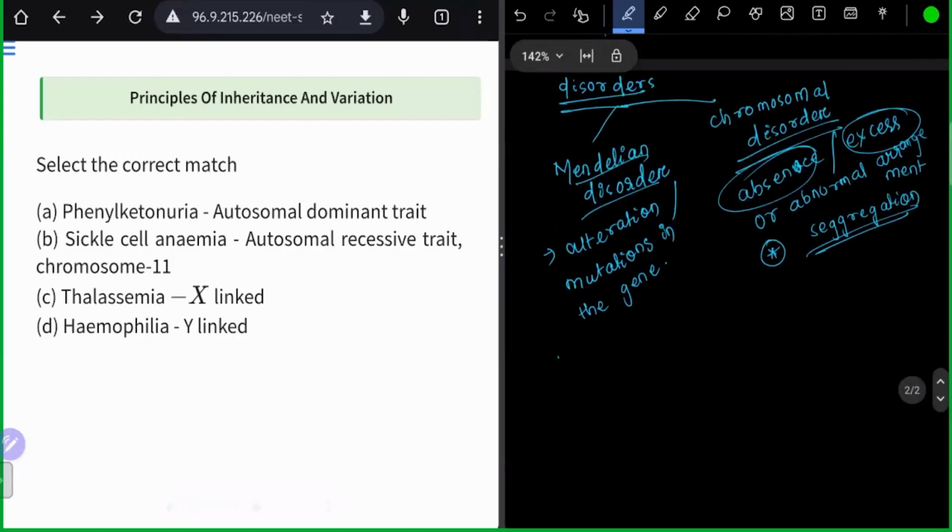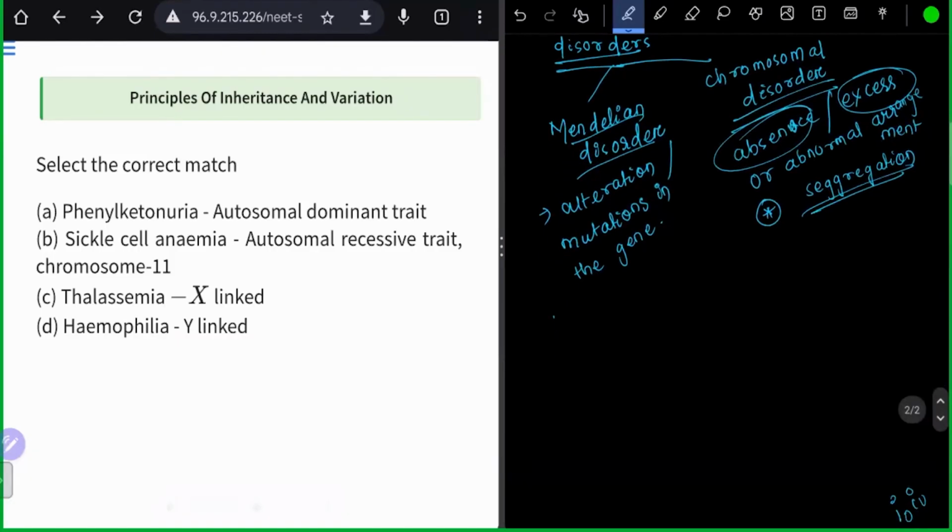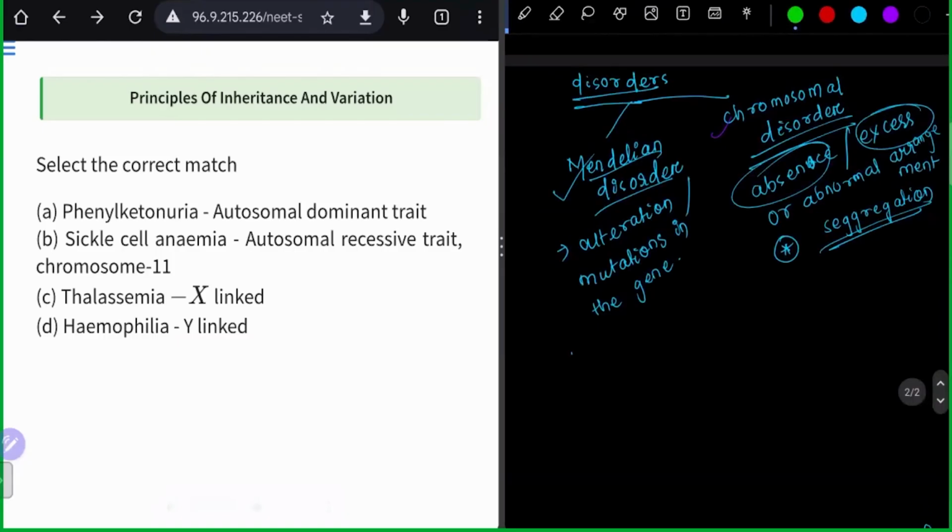Here in chromosomal disorders, there is an abnormal arrangement of chromosomes, but in Mendelian disorder, there is a mutation in the gene. Okay, we will see some examples of Mendelian disorder and some examples of chromosomal disorder.